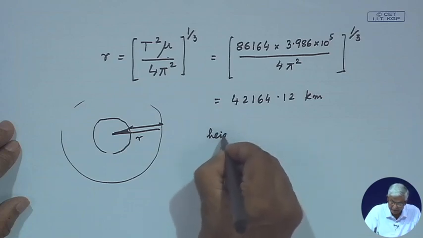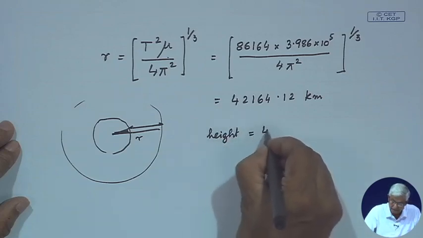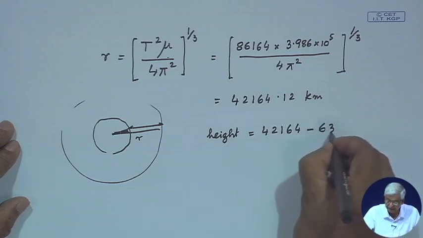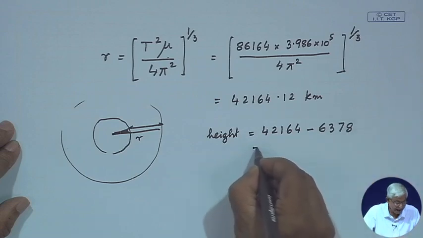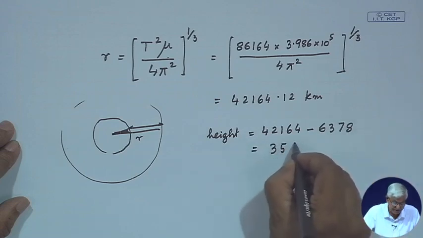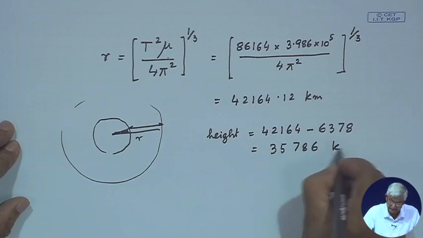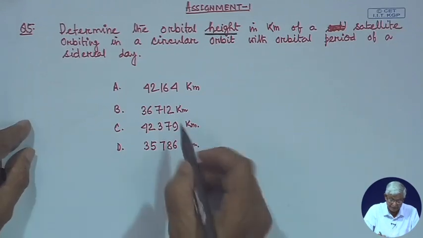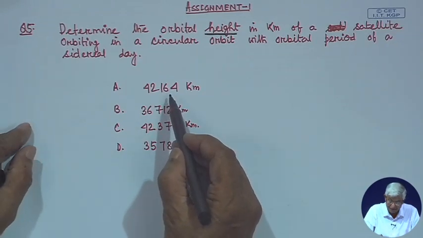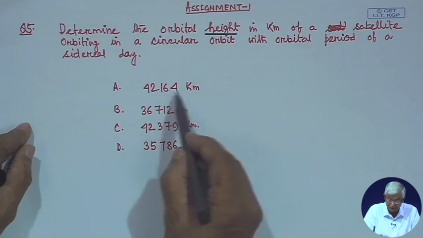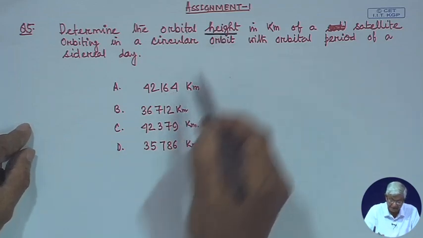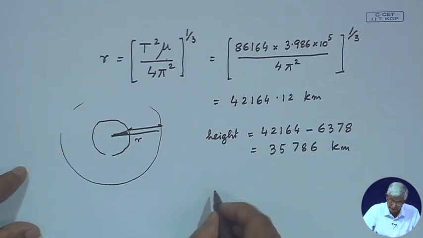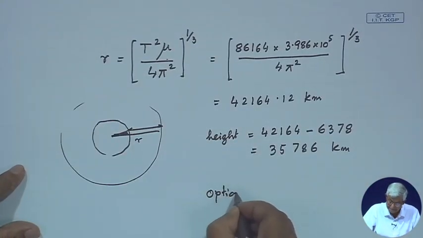So, height is equal to 42164 minus the radius of the Earth, which generally takes 6378 kilometer, and that comes out to be 35786 kilometer. And let us see, the answer options were 42164. If it was from the full radius, that is the center of the Earth, this would have been the correct one, but since the height is asked, 35786 is the correct answer. So, it is option D.